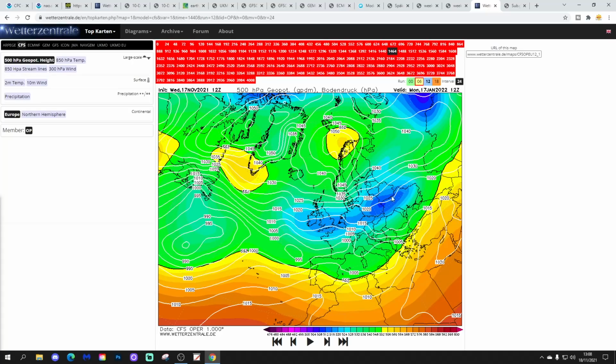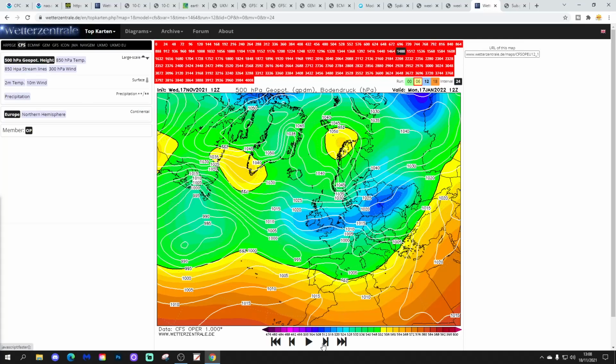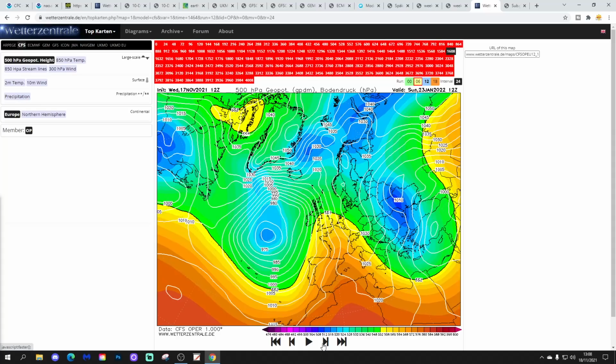If it was anywhere near right, then we're in really serious trouble with this winter. But of course, it is almost certainly not going to verify. Look how severely cold it looks again on the 17th of January. This is a very severe winter being predicted here by this GFS 12Z run.